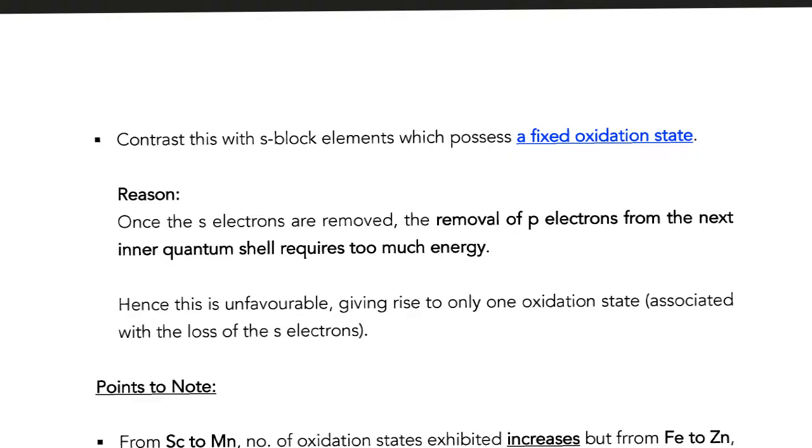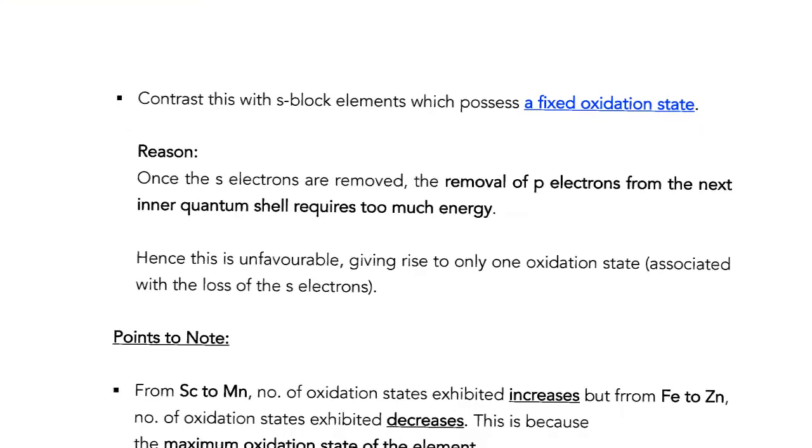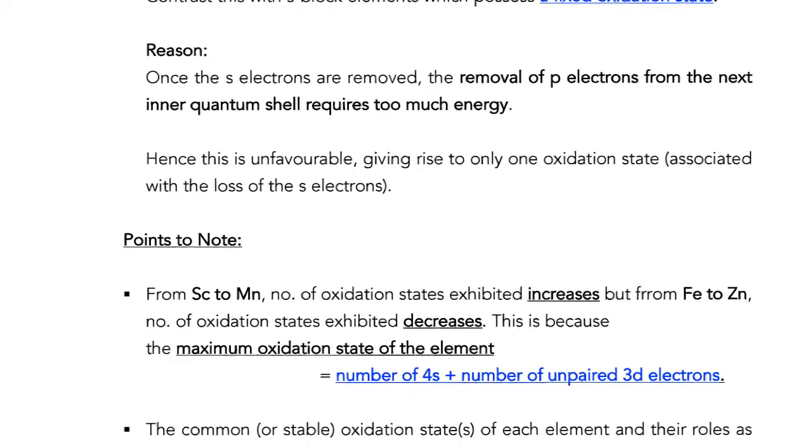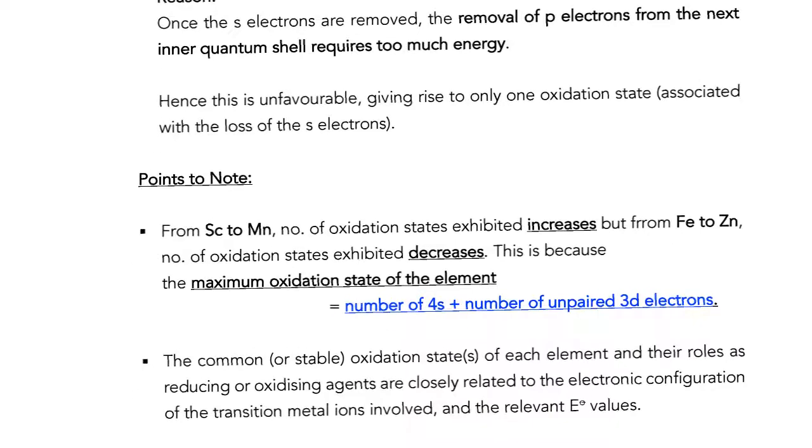There's also a common misconception that the possible oxidation state of the transition metal is basically the number of 3d as well as the 4s electrons. That's not true, because the maximum oxidation state that it can exhibit is the number of 4s electrons plus the number of unpaired 3d electrons. Okay, take note here.